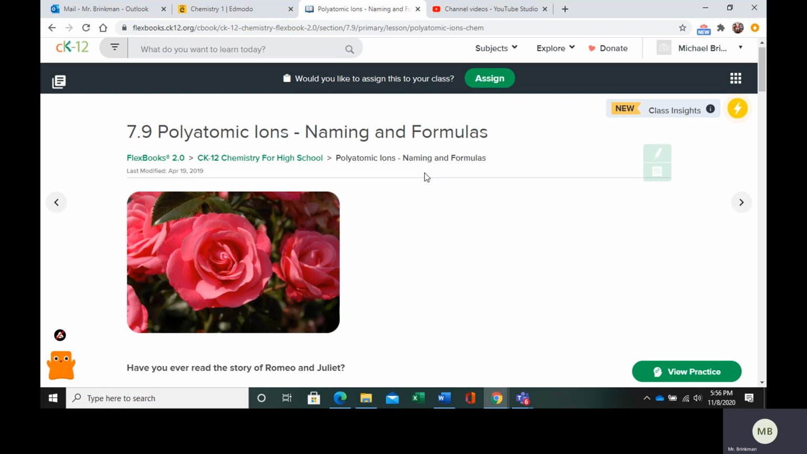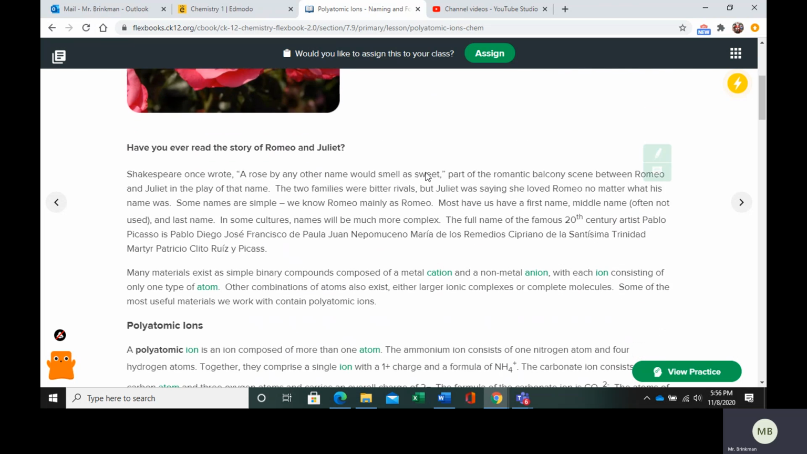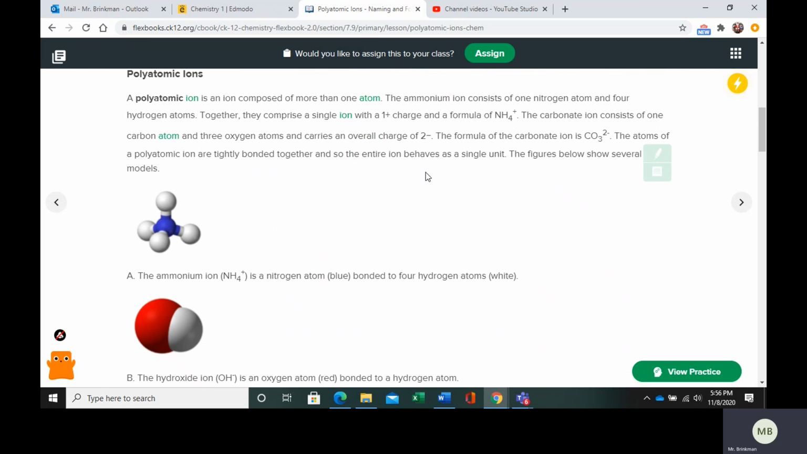So polyatomic ions are kind of tricky, so I'm going to try and go through this slow enough so that it actually makes sense. A polyatomic ion is an ion that is made up of more than one atom. We've already learned about monatomic ions, ones that are made up of one atom. So polyatomic, many atoms, means that it is made up of more than one atom.